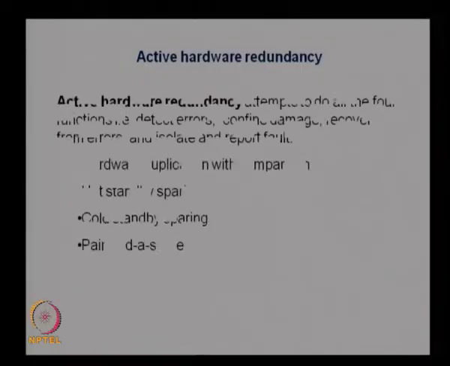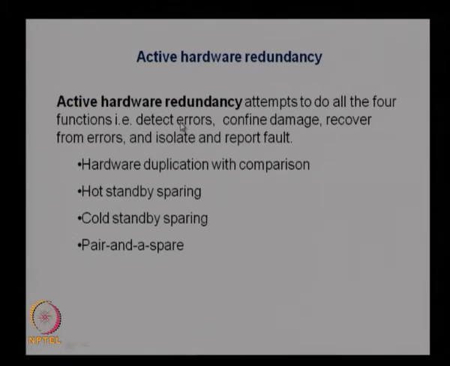In active hardware redundancy, we will try to identify the source of error, declare the error and report the error, and then mask the error and carry out all the other operations like reporting, damage confinement and recovery. Those things will be carried out once we declare the error and identify the source of error. That is active hardware redundancy, and it will do all the 4 functions: detect errors, confine damage, recover from errors, and isolate and report faults. So, all these 4 functions need to be carried out in the active hardware redundancy.